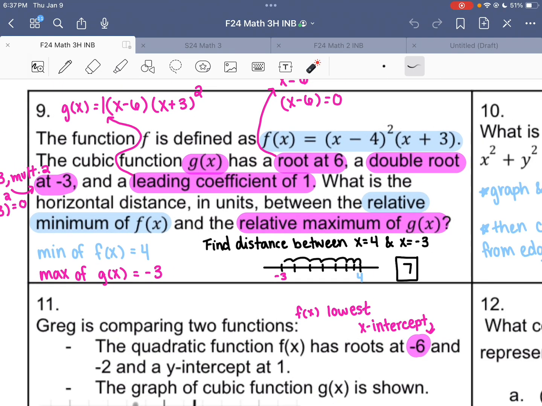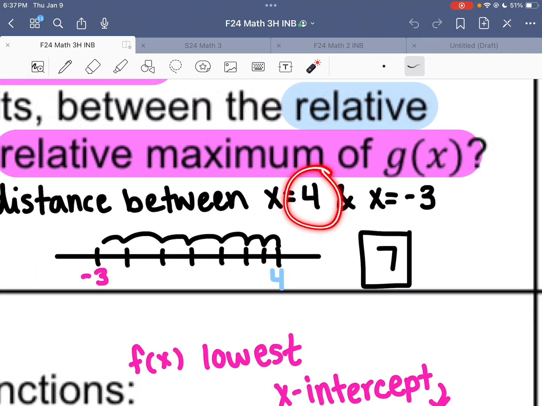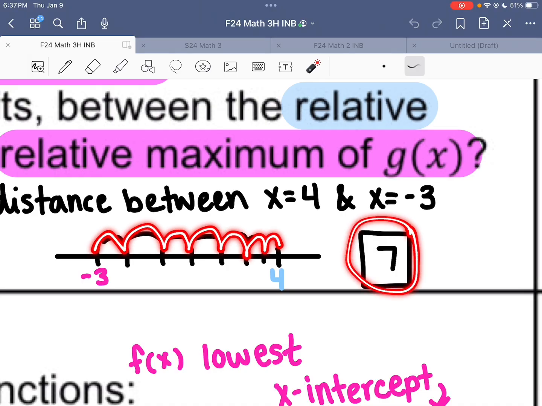Now, they're not just asking for you to find that minimum and maximum. They're asking you to find the horizontal distance. Horizontal distance is a fancy way of saying tell the distance between the 2 points. So you could say 4 minus -3, or if you're a visual person like me and you want to see it on a number line, here's the horizontal distance between the 2 points. You end up going 7 places, so your answer would be 7.